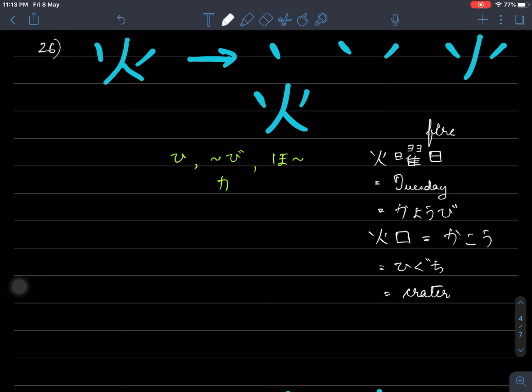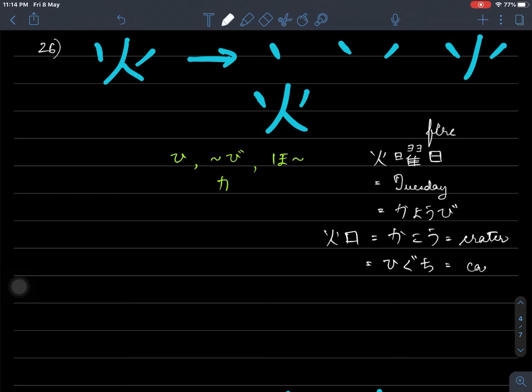So here, let me rewrite that. So here you will read it as, hold on, Kako. So this is crater, and the other reading, Higuchi, means the cause of a fire.